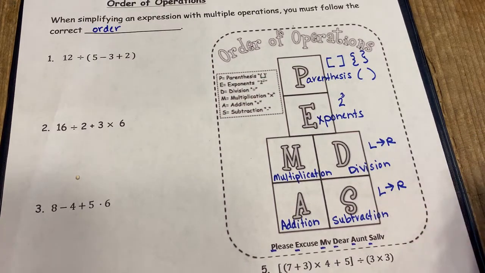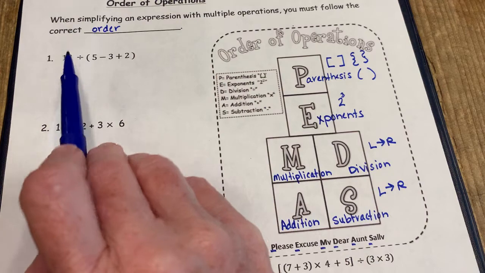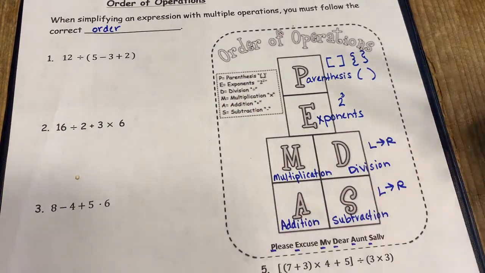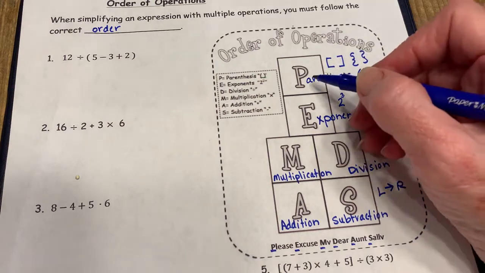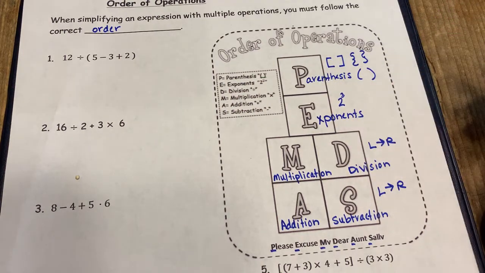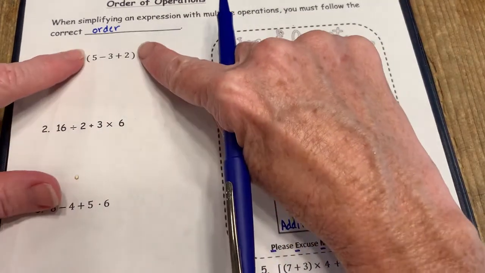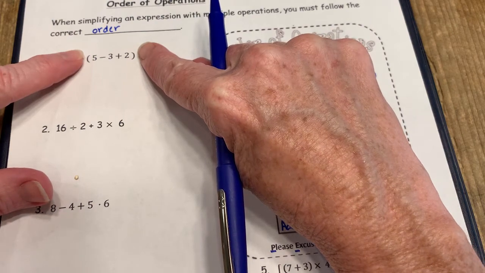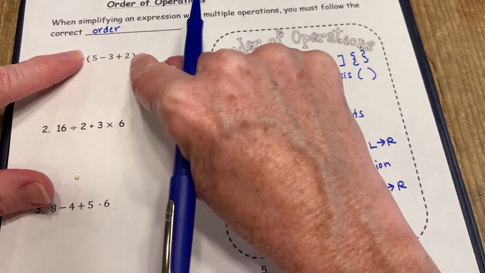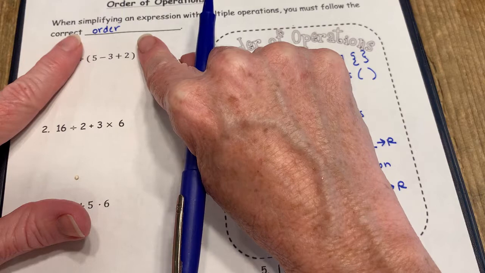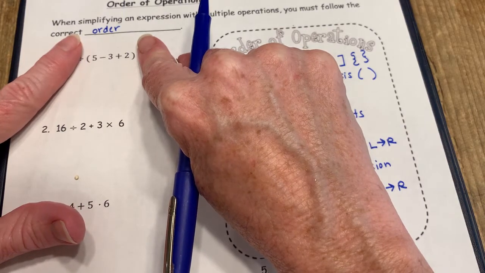On the first one, it says 12 divided by, and then in parentheses, 5 minus 3 plus 2. Since I have many operations going on here, I know I need to follow the order of operations, and the first thing I look for is parentheses or any type of grouping symbol. I can see inside these parentheses there's actually more than one thing to do here. So I'm going to ignore the rest of the problem and only focus on what's inside the parentheses.